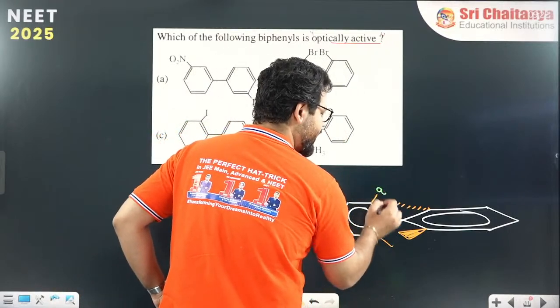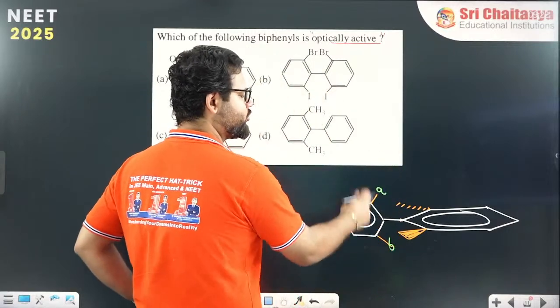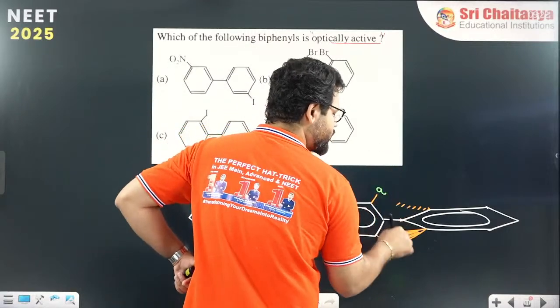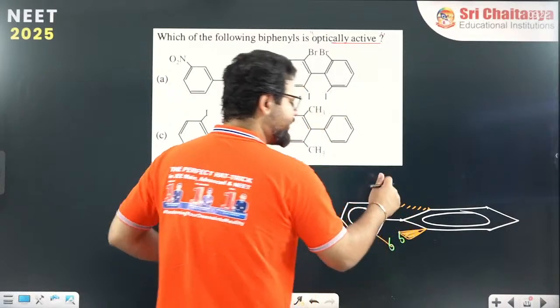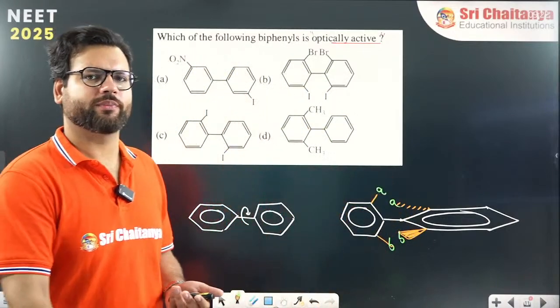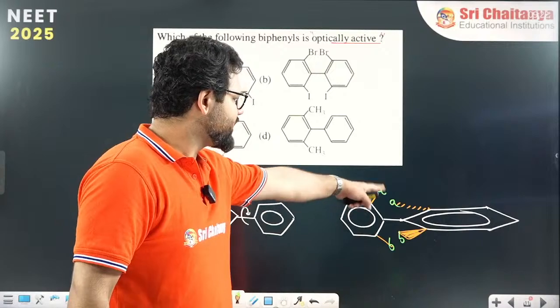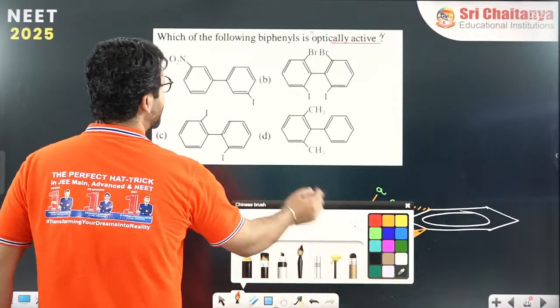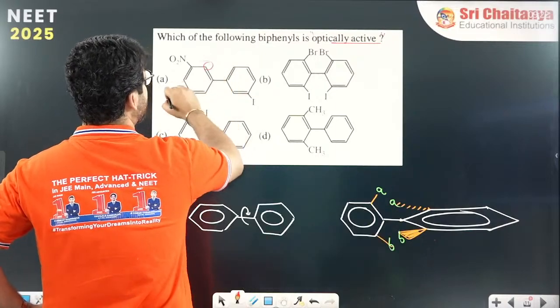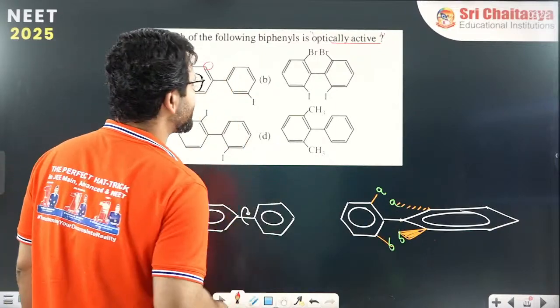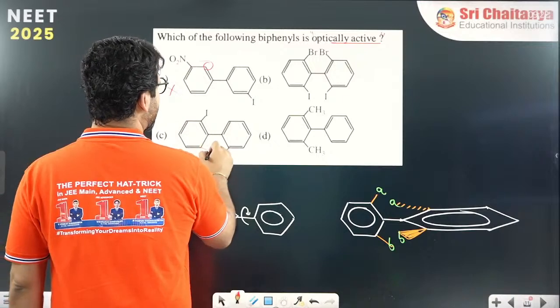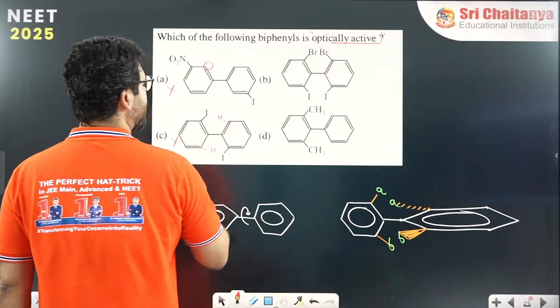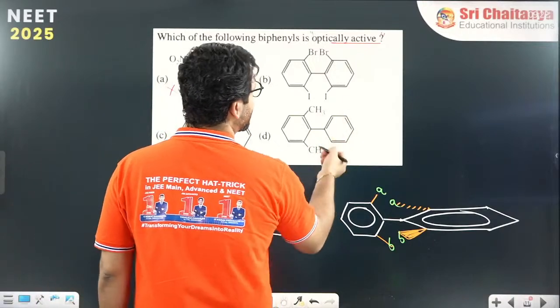Means here should be A, then here should not be A. These two must be different, and these two must be different. It may be A and B, or P and Q, R and S, like that. So these two must not be the same, these two must not be the same. So option 1 will not be chosen because there is hydrogen. Hydrogen must not be present. All 4 groups should not be hydrogen. Here also hydrogen is present, that is the problem. Here also hydrogens are present and groups are also the same.